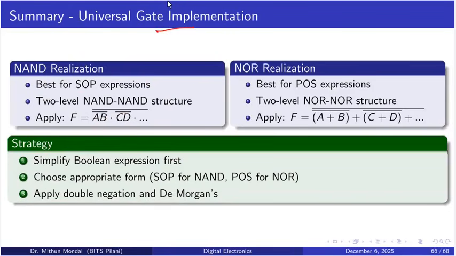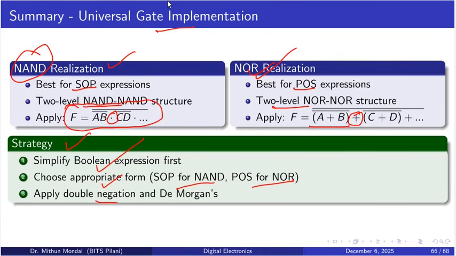Universal gate implementation, we have seen the NAND realization and the NOR realization. The NAND realization is best for SOP. The NOR realization is best for POS. A 2-level NAND structure is used for NAND realization. A 2-level NOR structure is used for NOR realization. And you can apply the function like this, where you have multiple variables. Here you have the product form, and you can have the summation format on the other side. So the strategy is: simplify the Boolean expression first, choose the appropriate form, SOP for NAND, POS for NOR, and then apply double negation as well as De Morgan's laws.